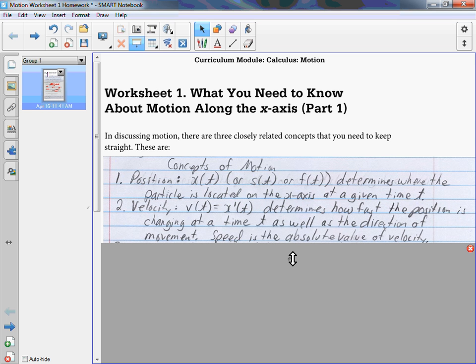Now, sometimes we confuse speed with velocity. Speed is the absolute value of velocity, because velocity has a direction. And if we're talking about motion along the x-axis, a positive velocity means that the particle's moving to the right. A negative velocity means that the particle is moving to the left.